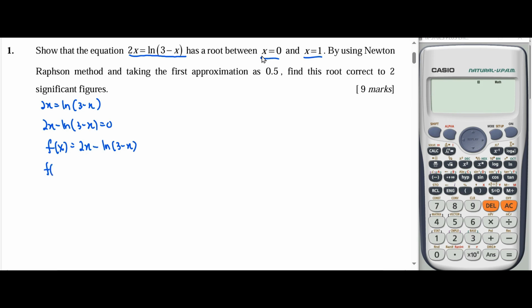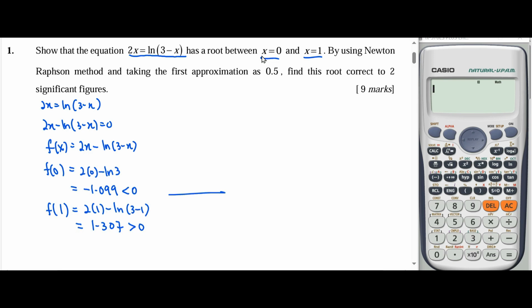The algebraic method will be to substitute x equals 0 here, and we see the y value, or function value, which is negative 1.099. Then we substitute the other x value given, which is 1, and we get 1.307, which is positive. So you can see our y coordinates here, one is positive and one is negative.